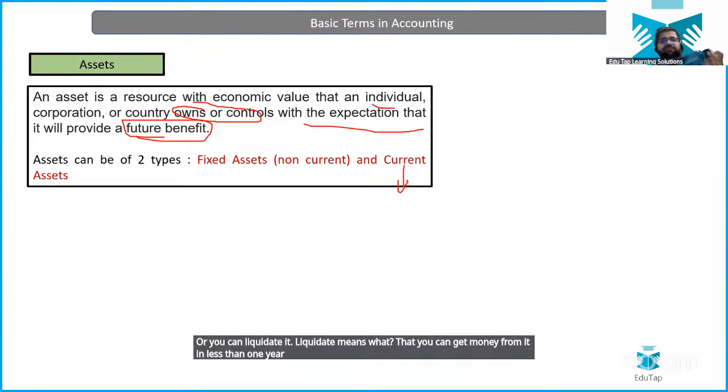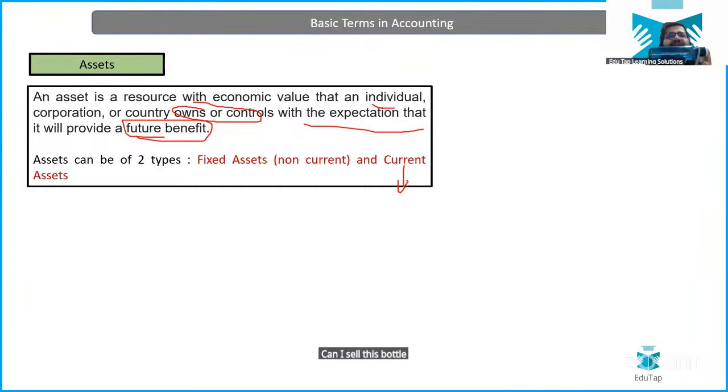For example, this bottle which I am having in my hand, can I sell this bottle in the next coming 1 year to earn money from it? Tell me yes or no. Can I do so? Yes, it will be a current asset then. It will be a current asset for me. But if I talk about my home which I am sitting in, many people will say, sir, you can sell your house in 1 year, right? But many people will say, sir, it will take some time. So the home which I'm living in is not a current asset.